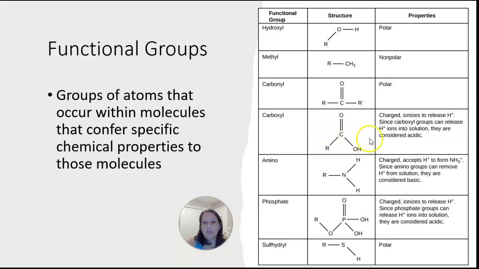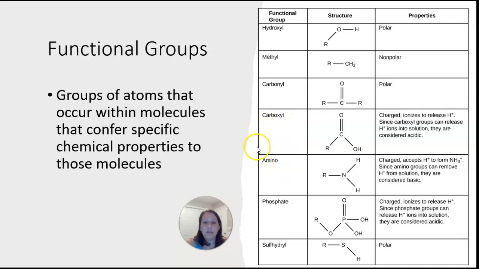What will happen is in solution, this will release this proton. So it's an H plus donor. And so again, that's the definition of an acid. It increases the hydrogen ion concentration in the solution. So that's exactly what the carboxyl group will do. So again, you'll build this in lab.